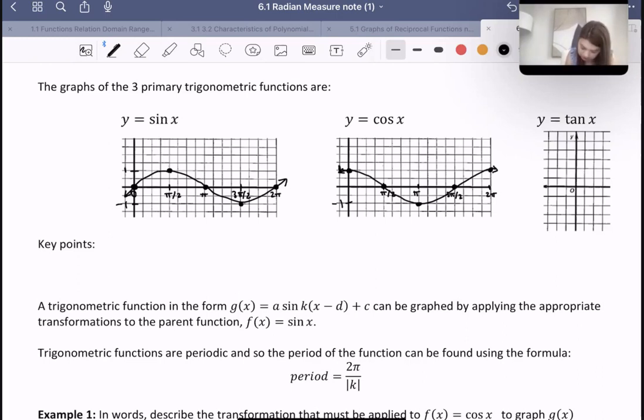Excellent. We did it. Okay, and what about tangent? So this might be the only one that you might not have seen before necessarily, because I don't think this is generally taught in the grade 11 curriculum. Maybe sometimes it is, but generally no. Okay, so let's talk about what this looks like.